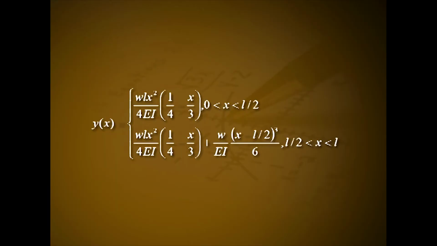Hence, the resulting deflection is y of x is equal to WL x square divided by 4 EI into 1 by 4 minus x by 3 for 0 less than x less than L by 2, and WL x square by 4 EI into 1 by 4 minus x by 3 plus W by EI into x minus L by 2 the whole cube divided by 6 for L by 2 less than x less than L.